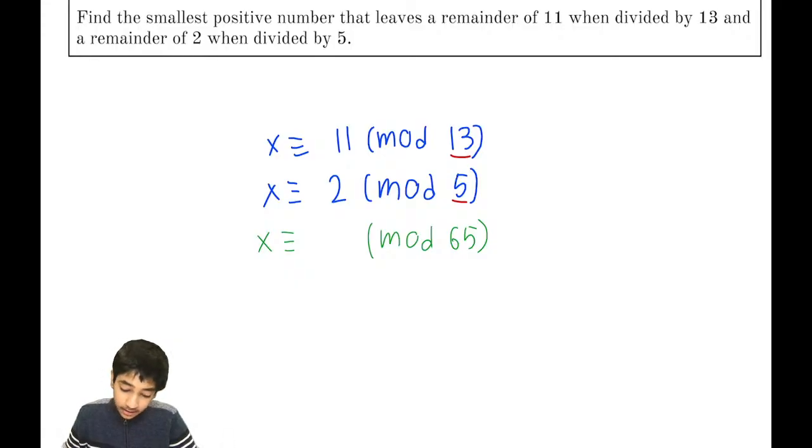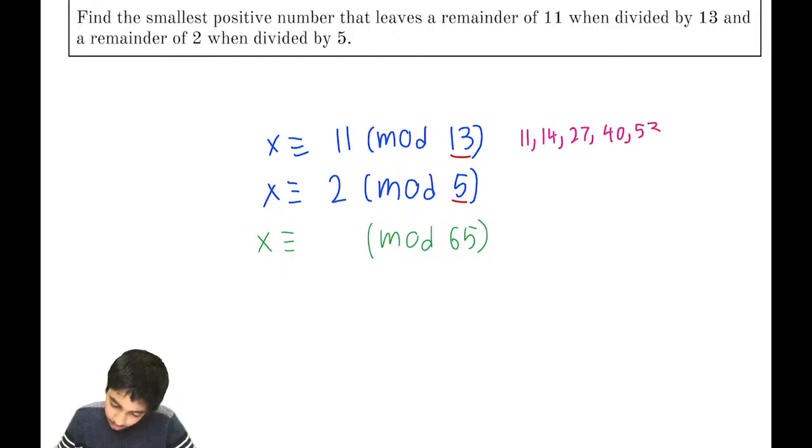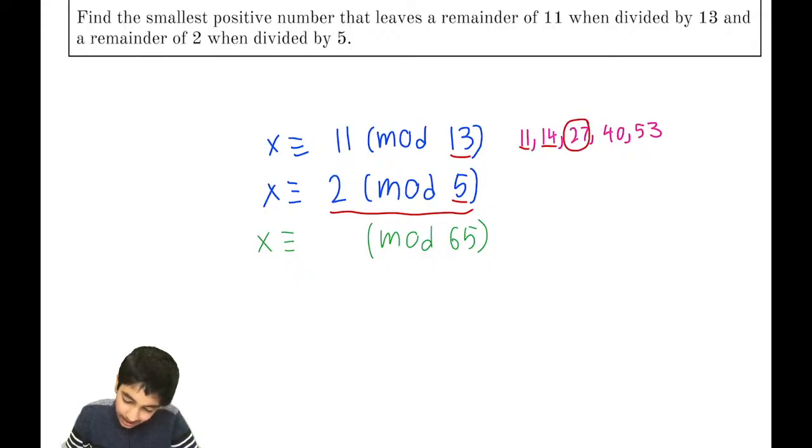The first strategy, the somewhat bashing strategy, is just to look at the possible values of x. So x can either be 11, 14, 27, 40, or 53, because it has to be less than 65. So now we just check. Which one of these values is also 2 mod 5? We can see that 11 is not 2 mod 5, 14 is not 2 mod 5, but 27 is. So you can see that the answer is just going to be 27 modulo 65.